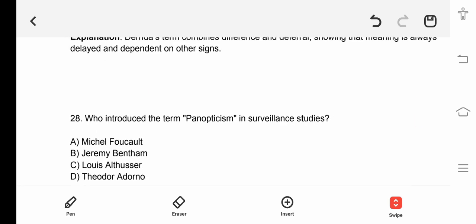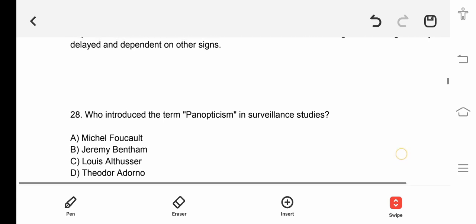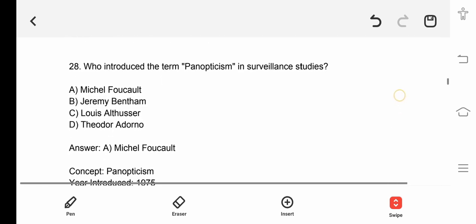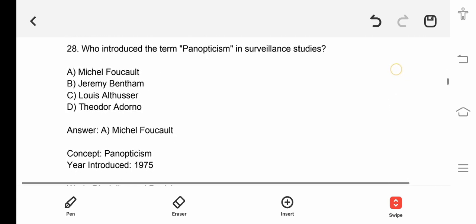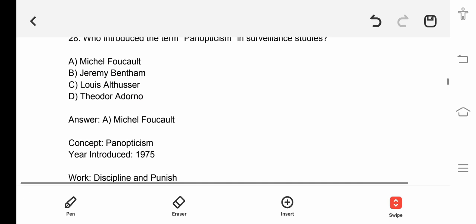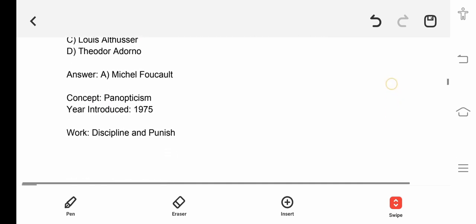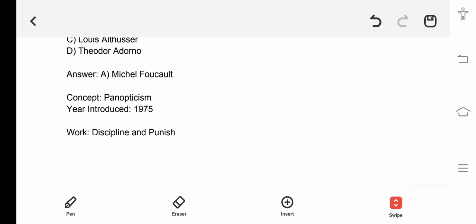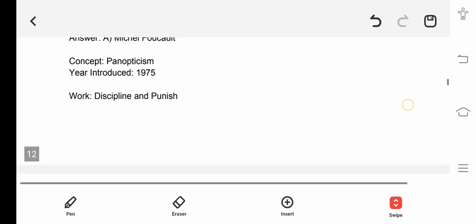Next question, who introduced the term panopticism in surveillance studies? So options you have. Let's see which is the correct answer. The correct answer would be Michel Foucault. This concept panopticism was introduced in the year 1975 in the work Discipline and Punish. In which work? Discipline and Punish in the year 1975.